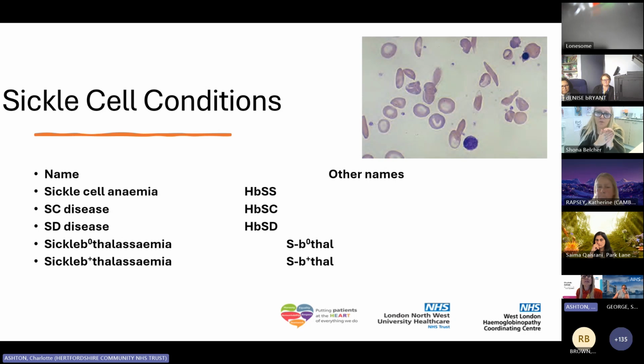Although these conditions may differ in severity, it's important to remember that all of them share the underlying issue of abnormal haemoglobin S, leading to a variety of complications. And in all these conditions, the preventative measures we recommend are the same for all these children. So we don't differentiate between conditions with the advice that we give.